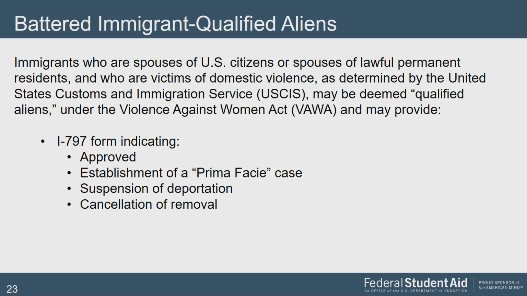After the date of that expiration, a battered immigrant qualified alien is no longer eligible for a disbursement of federal student aid. And going a little further, individuals approved under the Violence Against Women Act may have a notice of deferred action that they submit in addition to their approved I-797. After the expiration date of the notice of deferred action, they are also no longer eligible for a disbursement of federal student aid. But individuals in both these categories can petition the Department of Homeland Security to have the deferred action or prima facie case extended.